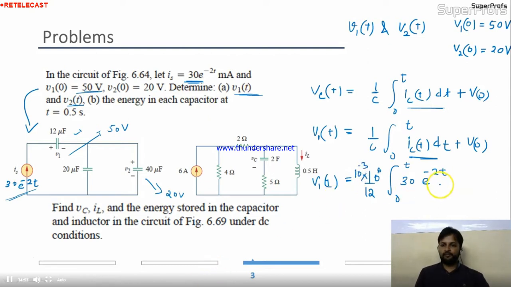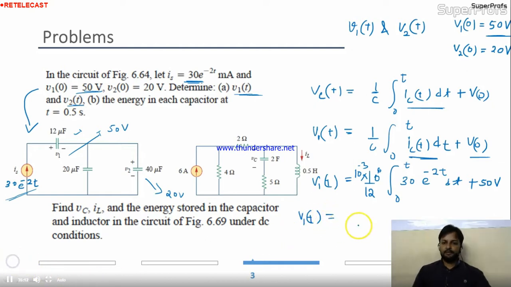Is it okay to you? Now this is gt plus the initial value. The initial value is given as 50 volt. Now you have to solve this equation. Directly we are getting the V1(t) over here. I'll solve this integration for you actually.